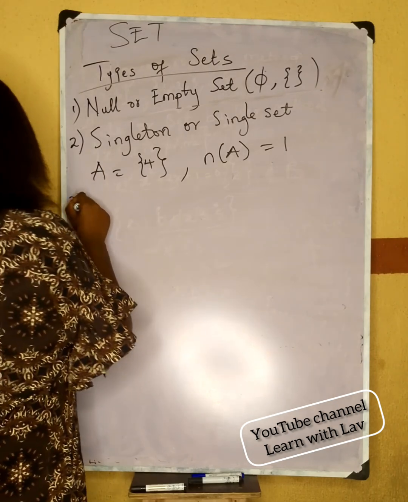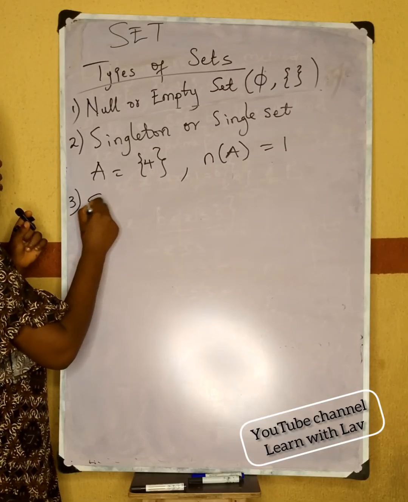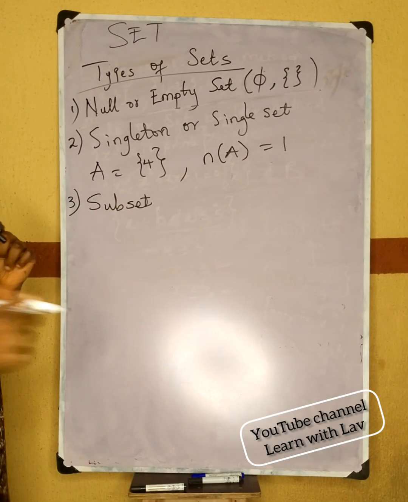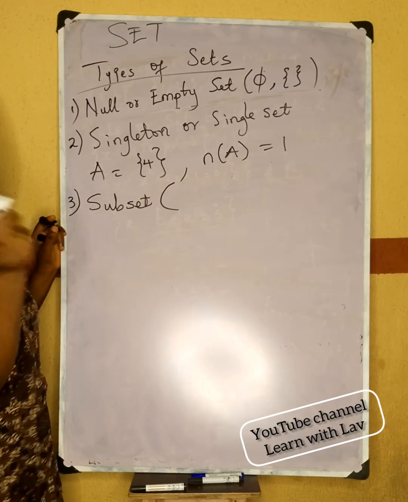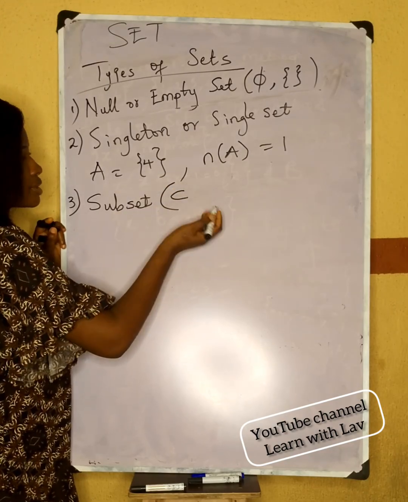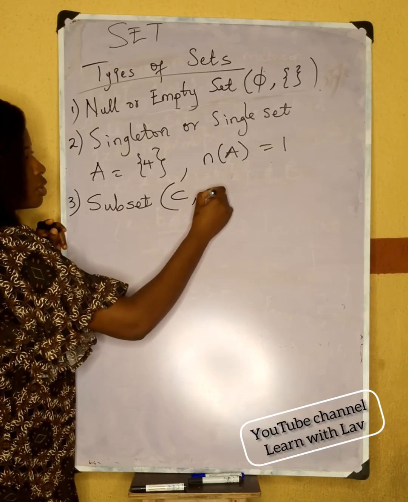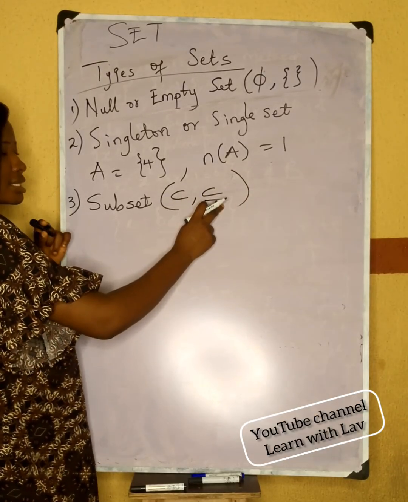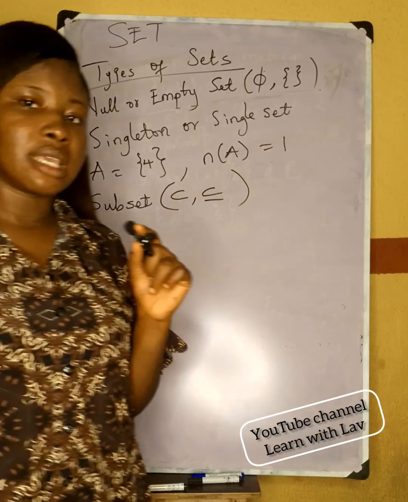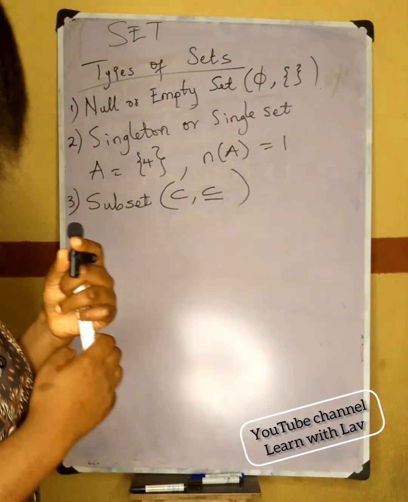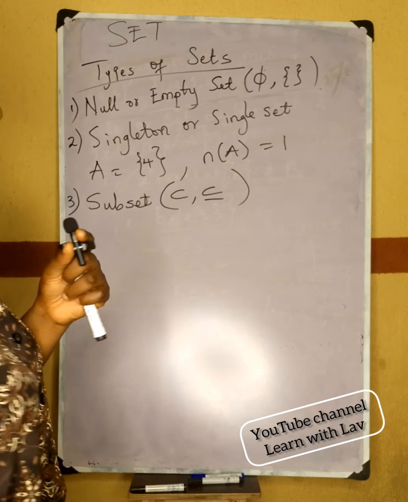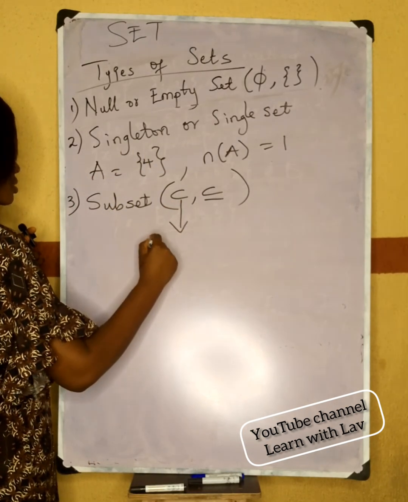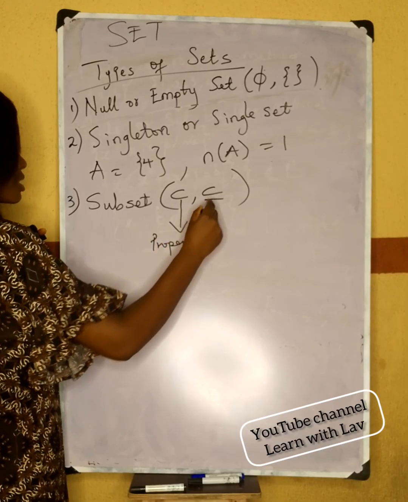Then the next one, we have a subset. Very important. A subset. And the symbol comes in two ways. More like a curved C, or this other one that has an equality sign under it. So it's either you are seeing just this or you are seeing this. Whenever you see those symbols, it means subsets. We actually have two kinds of subsets. A proper subset, which is this one. This is a proper subset. While this one is improper.